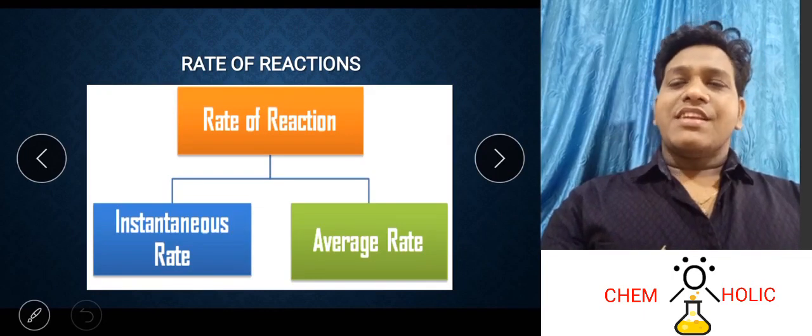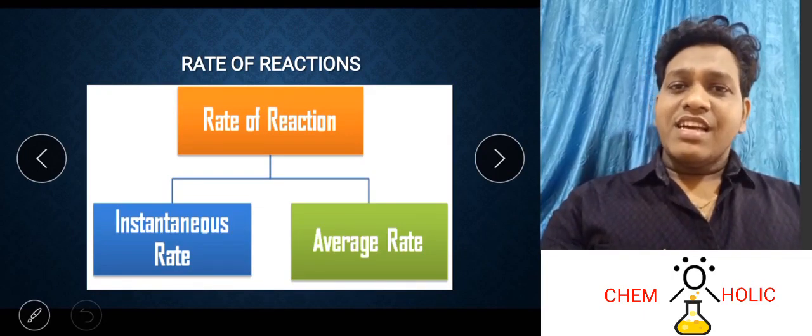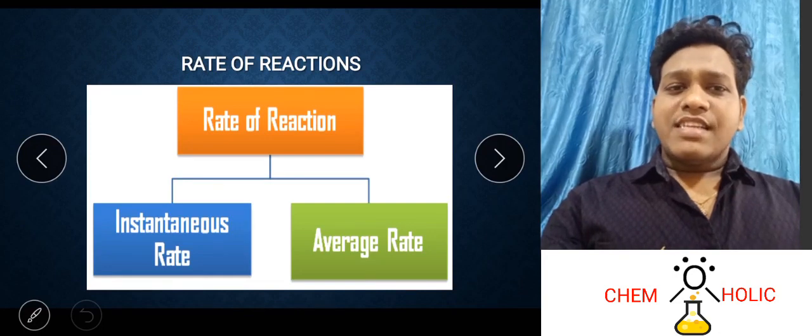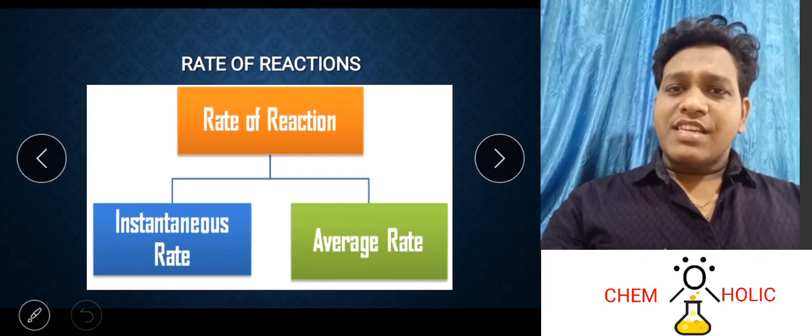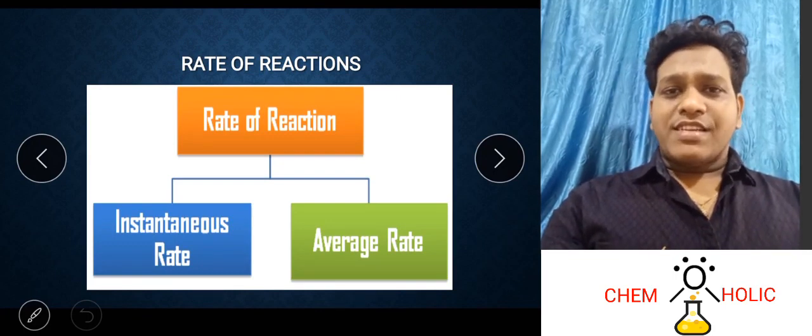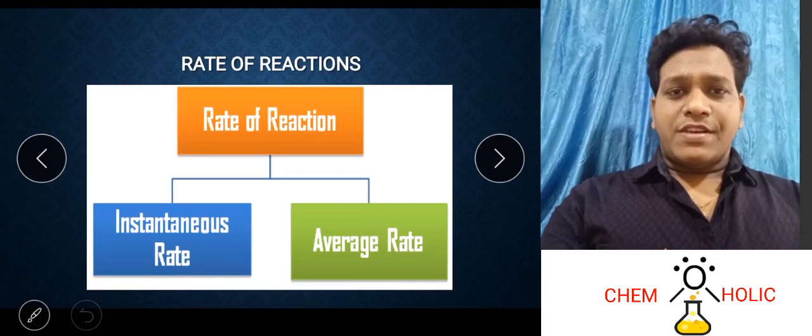Rate of reaction can be classified into two parts: instantaneous rate and average rate. In the coming slides we are going to explore the instantaneous rate as well as the average rate. Let's explore the average rate.